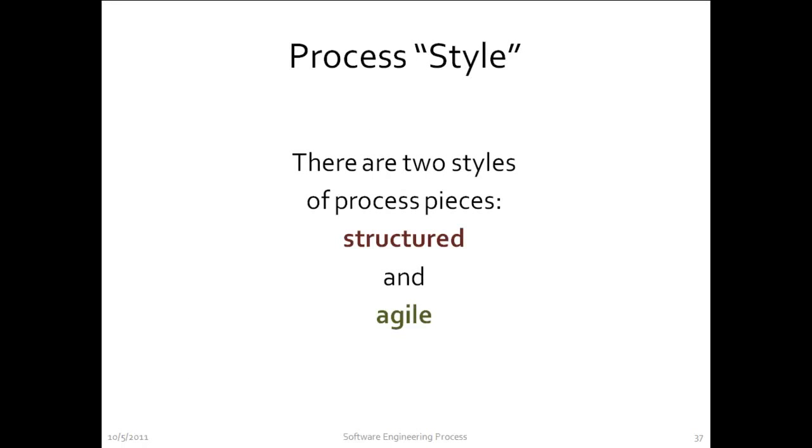Typically, after you've done all the customizations, you will end up with a process whose parts each conform to a certain style. This style may be broadly categorized as structured or agile. That is, you can look at each piece of the process or each part of the process and say, yeah, this piece is structured in style and this other piece follows the agile style.